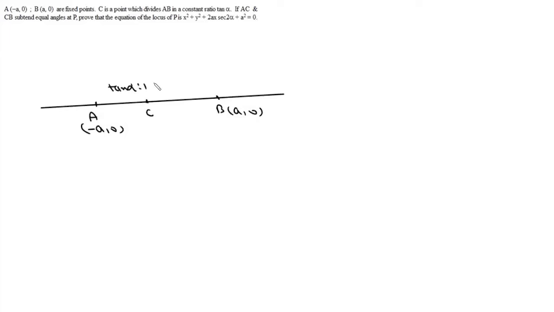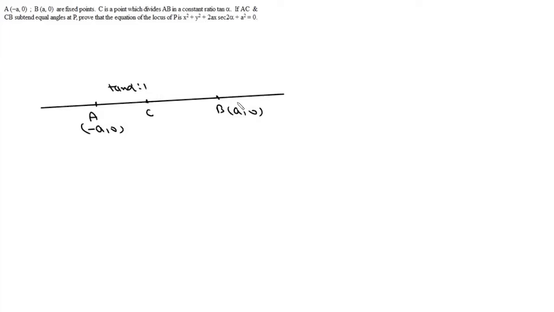Now here the question is, we are given 2 points A and B, and C is a point which divides AB in a constant ratio tan alpha. If AC and CB subtend equal angles at P, prove that the equation of the locus of P is the circle x squared plus y squared plus 2a x sec 2 alpha plus a squared. Now here we have 2 points lying on the x-axis. This point A is (minus a, 0), and the point B is (a, 0), and then we have this point C which divides it in the ratio tan alpha is to 1.